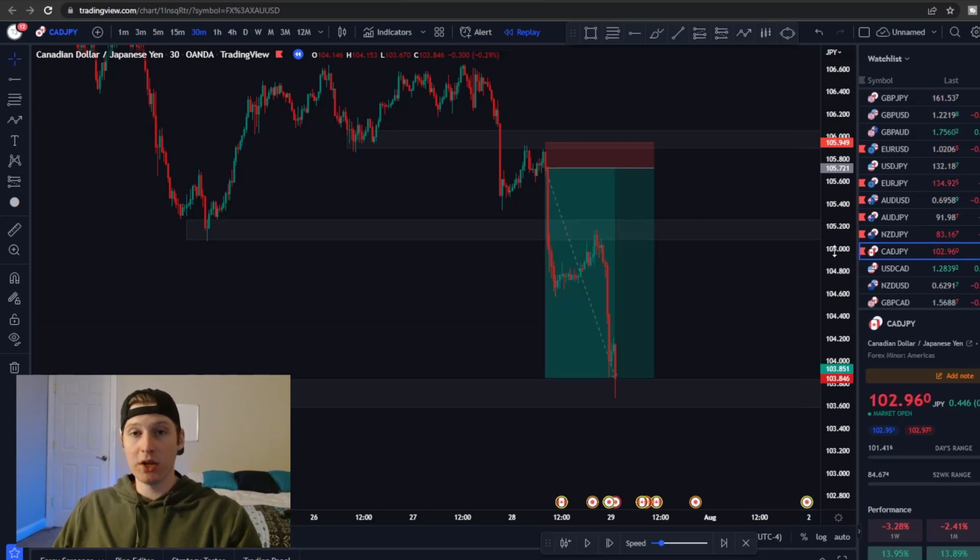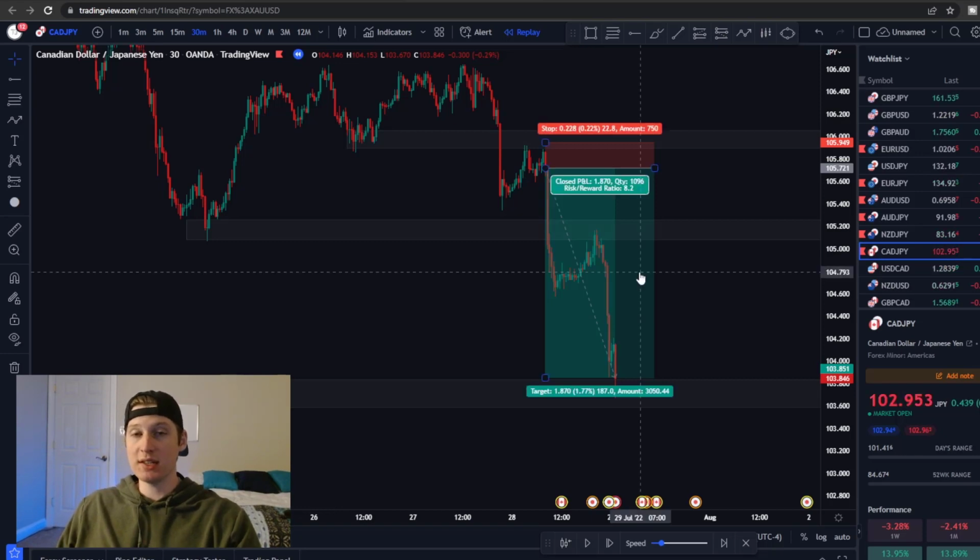Using this hourly break and retest strategy, you can get extremely high risk to reward trades, and you can see in this case that if you would have let your trade run, it would have been about an 8.2 risk to reward. So your wins are always going to be much larger than your losses while using this strategy.